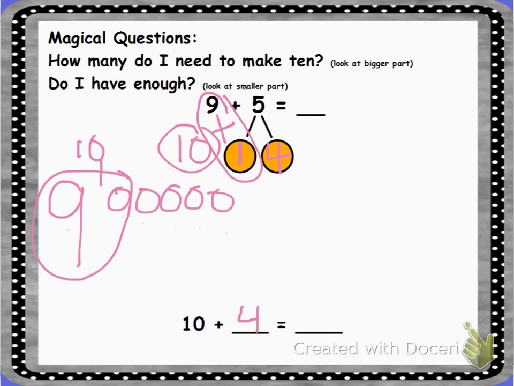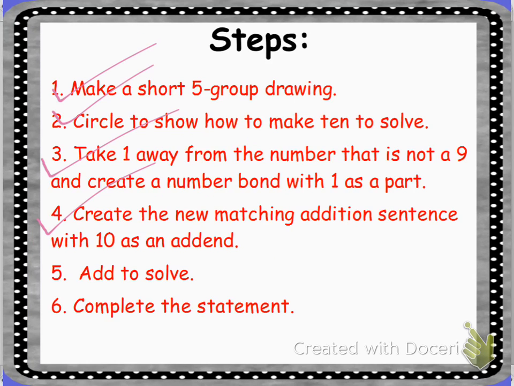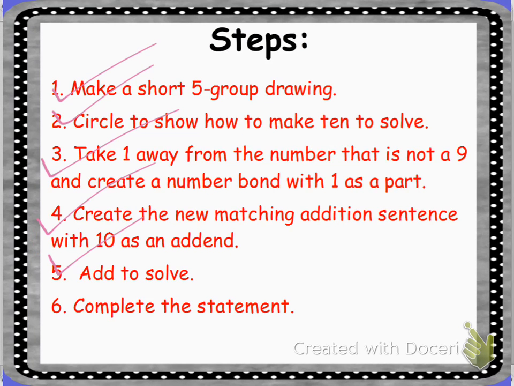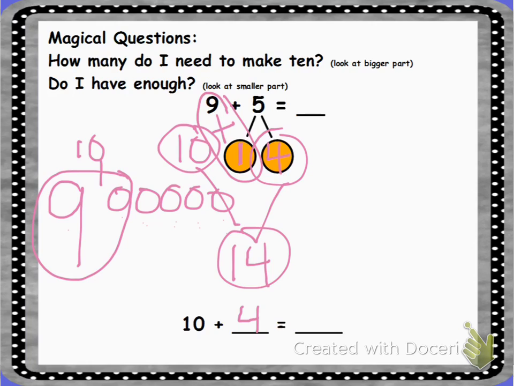So we know that it's 10 plus 4. So what is 10 plus 4? Well, we can always count on. We can say 10, 11, 12, 13, 14. Or we can know that 10 plus 4 is 14. So check. And then we need to complete the statement. And in this case, we don't have a statement, so we're just going to complete the number sentences. So we know that 10 plus 4 is 14. And we know that 9 plus 5 also equals 14.